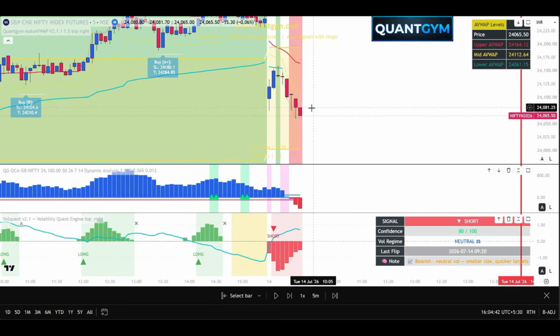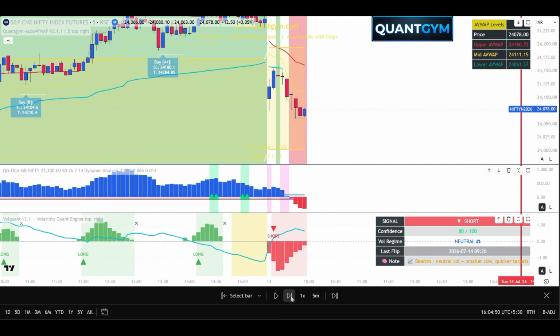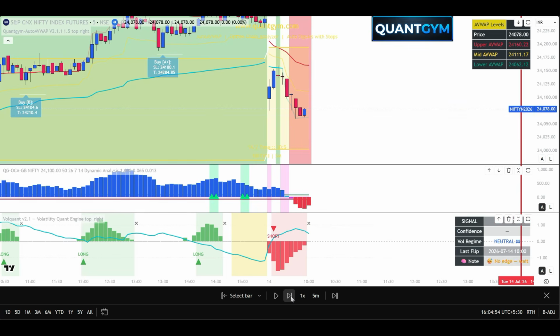So pretty confusing scenario. What I will do out here, I will wait for a sell signal on the AVWAP itself rather than just trying to say that, okay, this will happen, and trying to trade on hope. I would rather wait for a signal. Going bar by bar ahead.